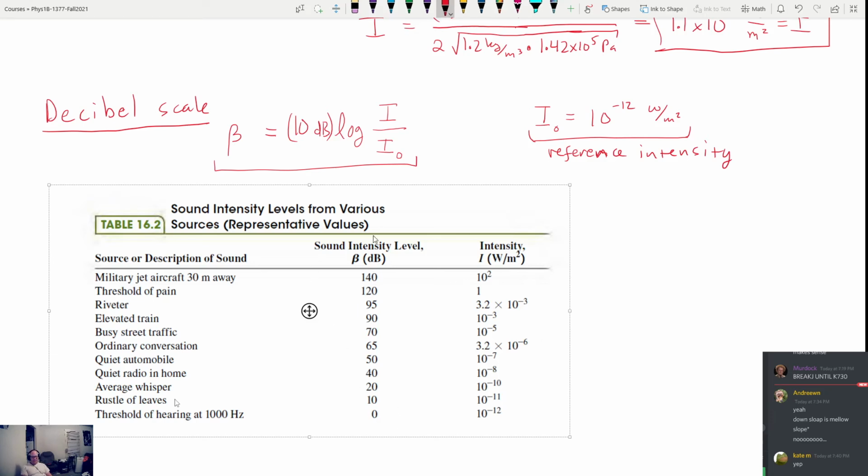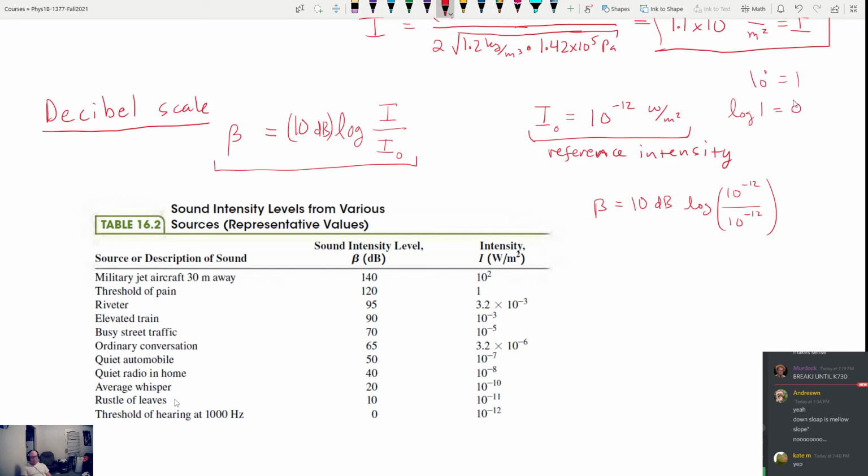Now, watch what happens if we plug in the intensity level over here on the right, and let's make sure we actually get the decibel level that they show right here. So if I want to find beta for 10 to the negative 12, what I have to do is put 10 decibels here, multiply by the log of, in the numerator you put 10 to the negative 12, in the denominator you put 10 to the negative 12. But the log of 1 is equal to 0 because 10 to the 0 power is equal to 1. So that means that this gives us a beta value of 0, okay?